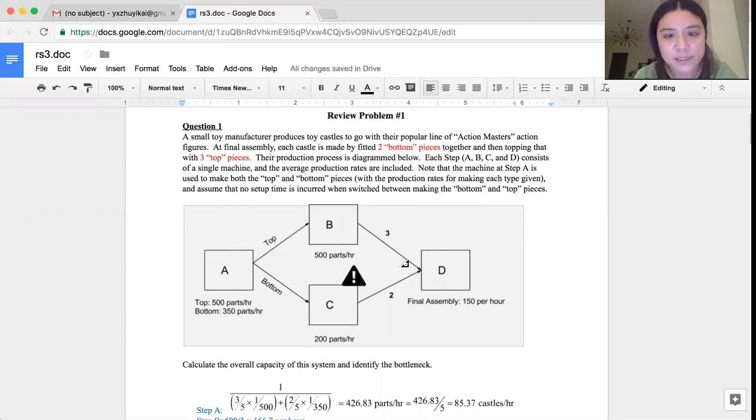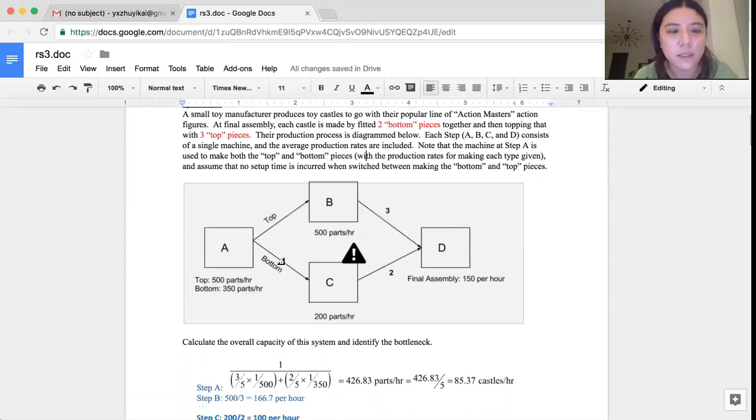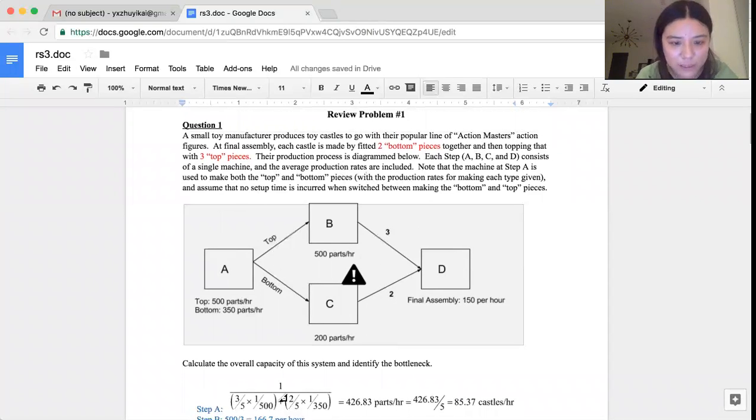Each step A, B, C, and D consists of a single machine, and the average production rates are given here. And note that the machine at step A is used to make both the top and bottom pieces, with the production rate for making each type given here. And assume that no setup time is incurred when switching between making the bottom and top pieces. So calculate the overall capacity of this system and identify the bottleneck.